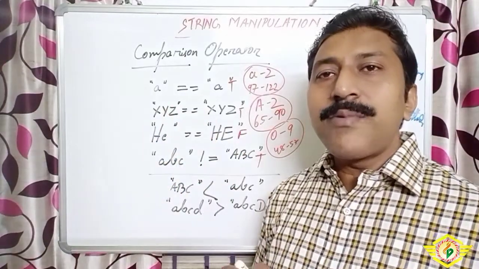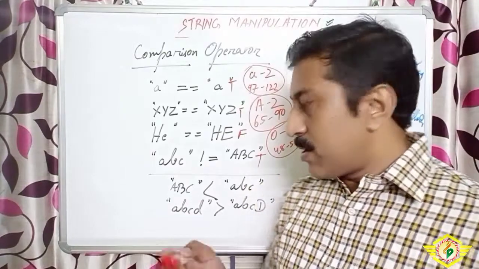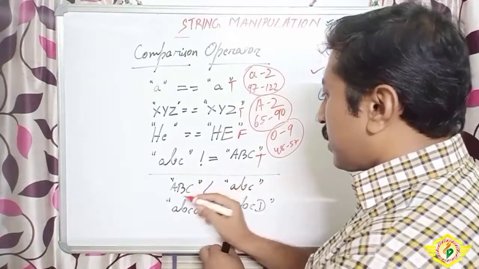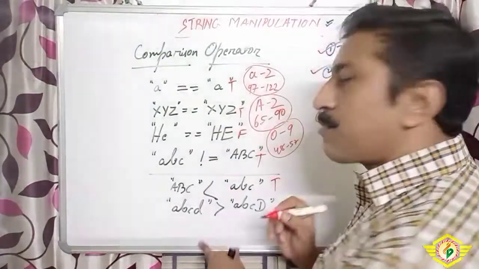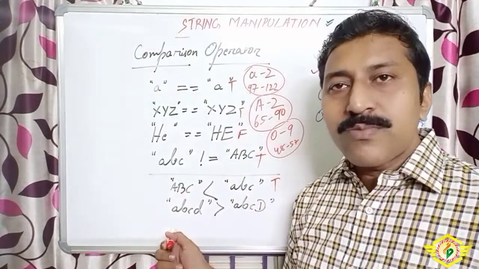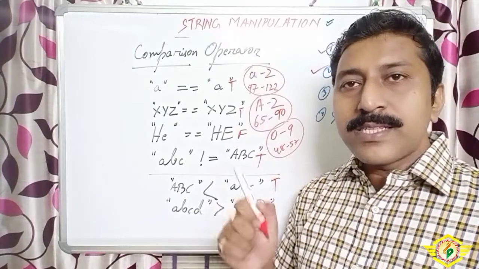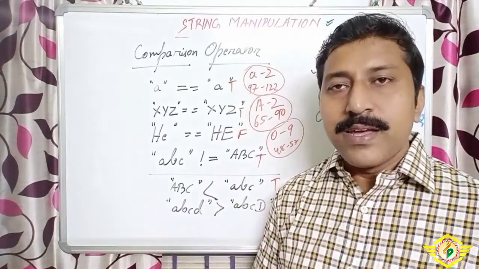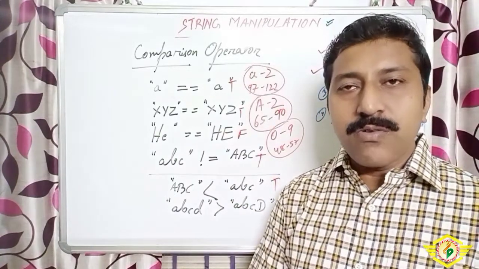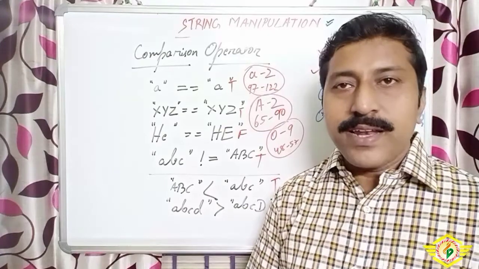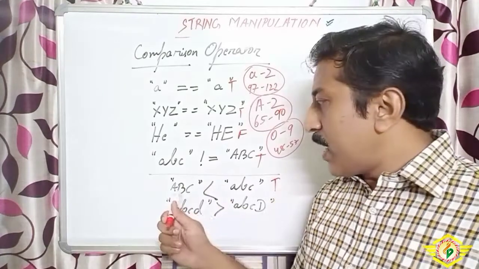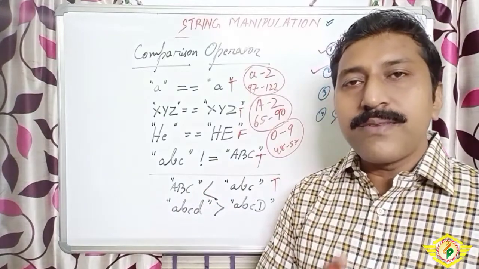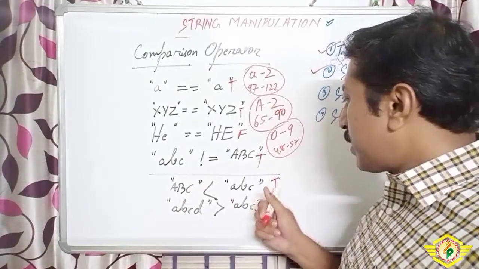Excluding these, we can also use the less than and greater than signs. You see, 'ABC' less than 'abc', the output will be true. How will the output be true? Because A is a capital letter, and capital letters start from 65, but small a starts from 97 according to their ASCII code, or you can say Unicode, or the ordinal. So A is 65 and small a is 97. That means 65 is less than 97, that's why it will be true.